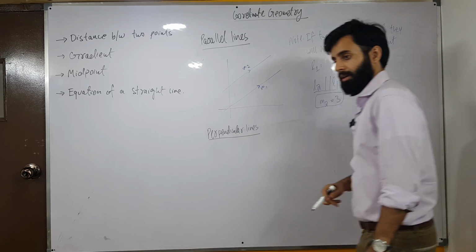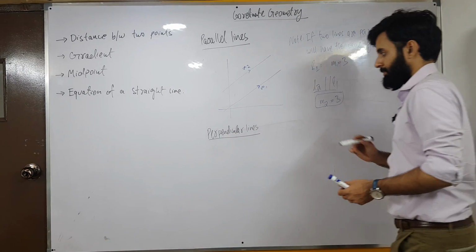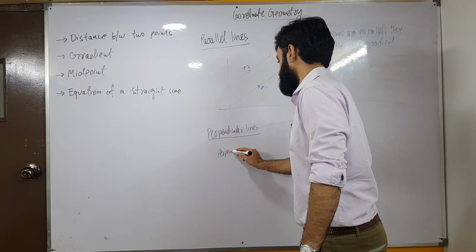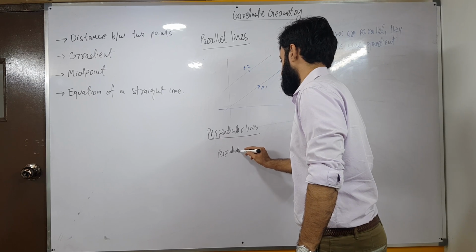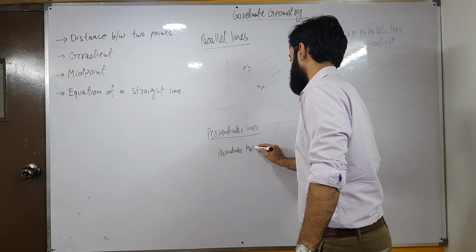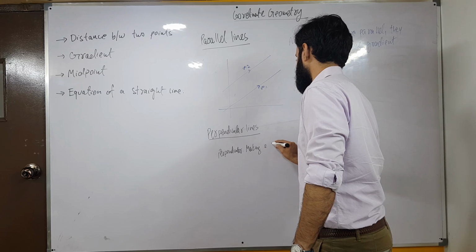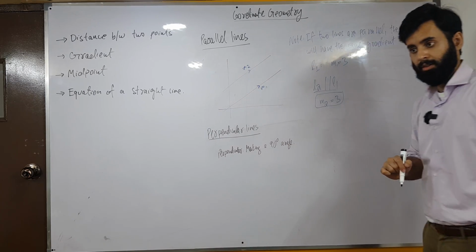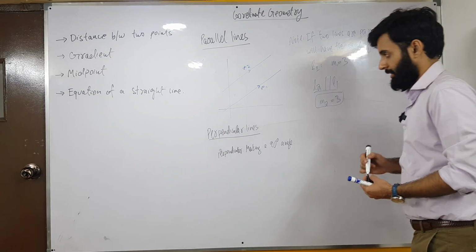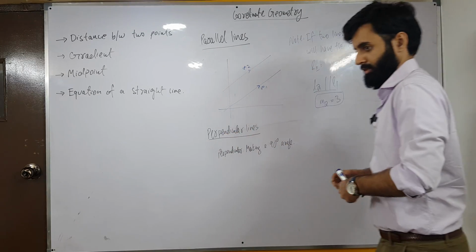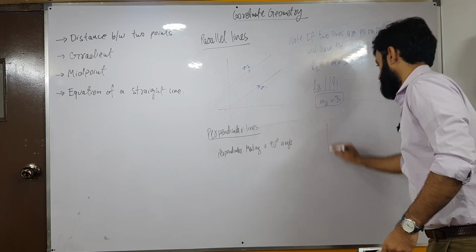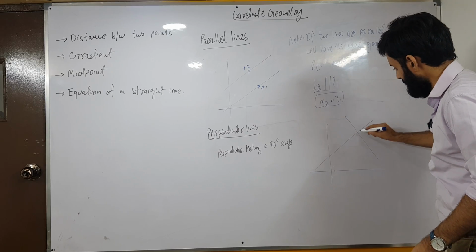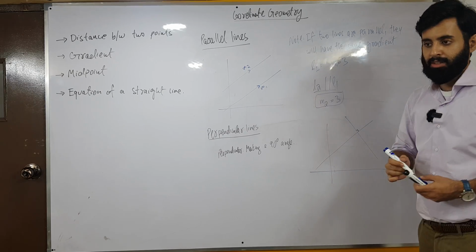Do you understand the term perpendicular? Perpendicular, that's fine. Perpendicular basically means making a 90-degree angle. Okay, so perpendicular means making a 90-degree angle, right? So what do you think perpendicular lines suggests? Two lines that are intersecting, and at the point of intersection they're making a 90-degree angle.